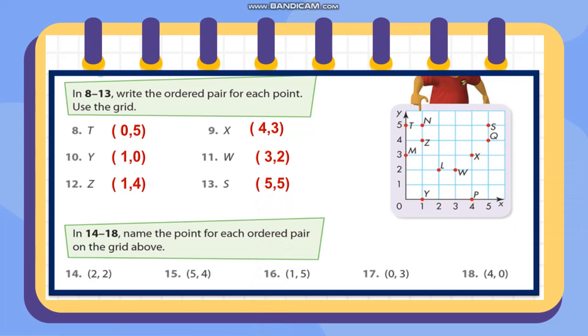So we have 2 and 2. So where is 2 and 2? So from the point of origin, x coordinate first 2, then another 2 up, so that is letter L. Next is 5 and 4. So from the point of origin, 5, then 4 above, and that is letter U. Next, 1 and 5. From the point of origin, 1, then 5 up, that is letter Z.